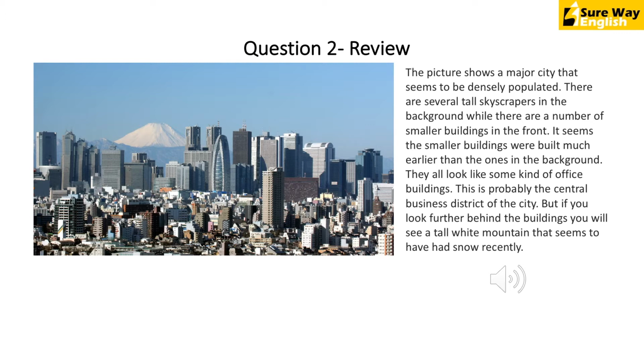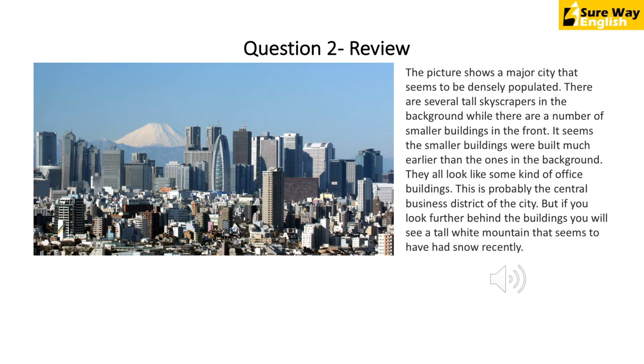Alright, so as soon as you look at this picture, you can tell that it's a picture of a major city. Right? It's got tall buildings in the background, it's got some smaller buildings in the foreground, and then further at a distance, behind the tall buildings, you can also see a white mountain. Right? So possibly it's got some snow recently. So those are the key elements, different points that you have to pick from this picture. And then you can add some of your own material as well.